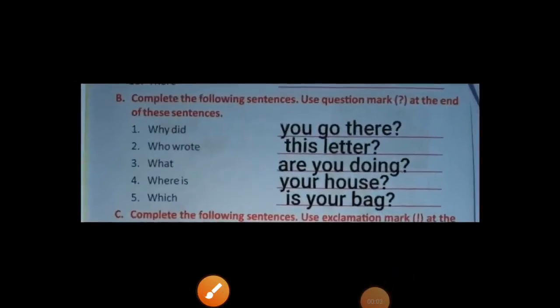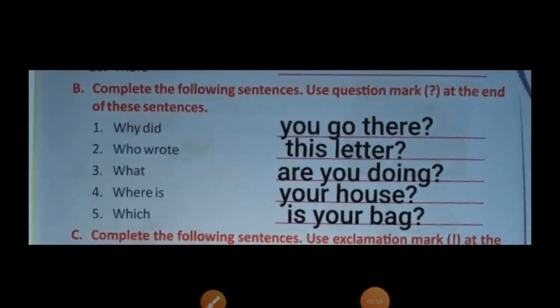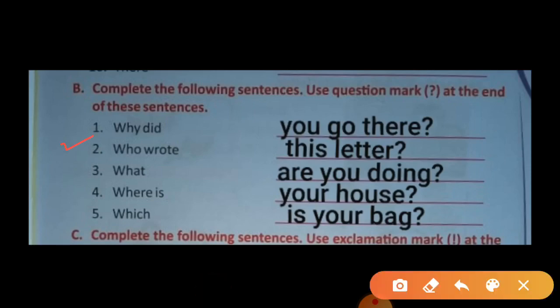Here's your B exercise. I hope you are able to see it neatly. Here your question is, complete the following sentences using a question mark at the end of these sentences. Students, the subject part is already there. I have written the remaining part of the sentence. Here you can see your question was why did. You have to complete the sentence with the question mark. You have to write a question here. So I have written here, why did you go there?